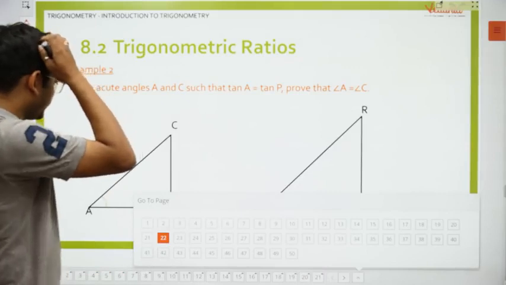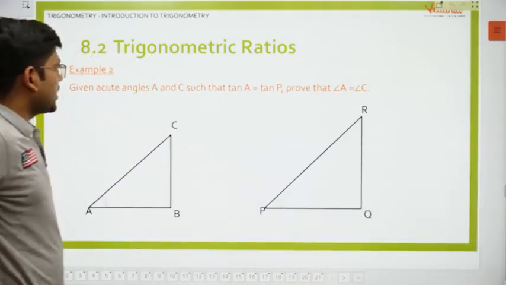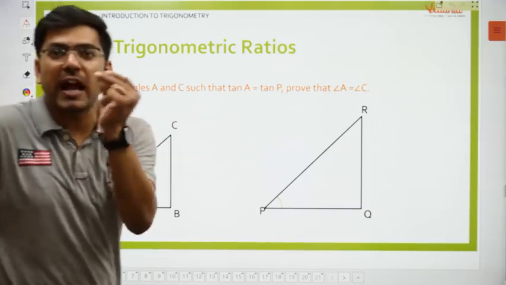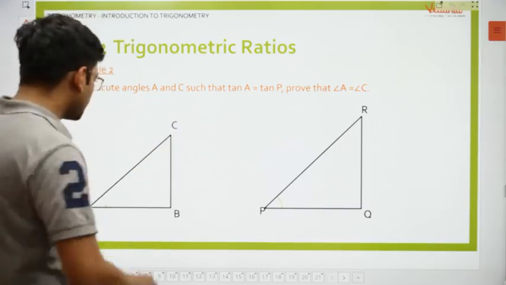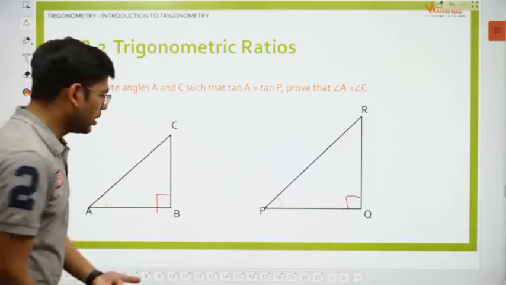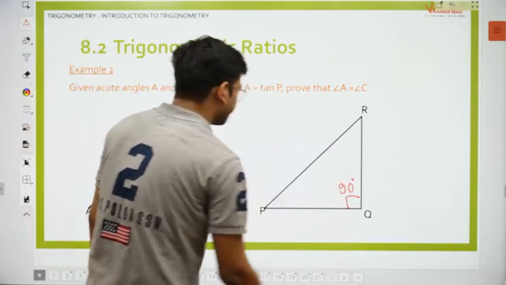22. Now, coming on to the next question, guys. Given acute angle A, prove that angle A equals angle C. Very easy question, and I will tell you the easiest way to solve it. See, angle B and angle Q both are 90 degrees. You are seeing it. These are 90 degrees. This means both angles are equal.